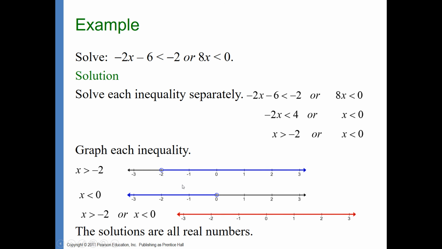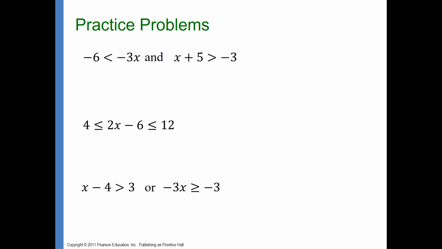You'll notice that all real numbers are included here, right? Everything less than 0, everything greater than negative 2. So this is everything, and you can see this in this number line here in red. So the solutions, you would say all real numbers for the solution set.